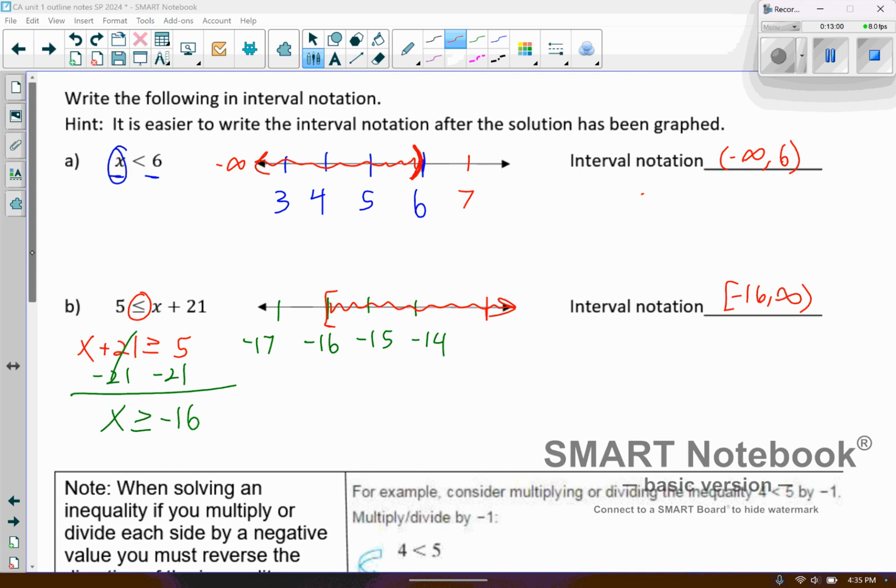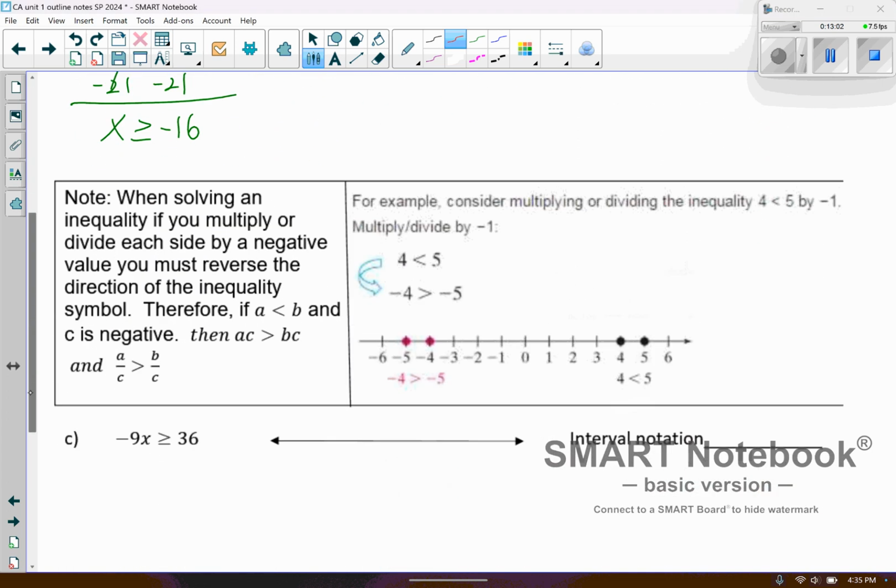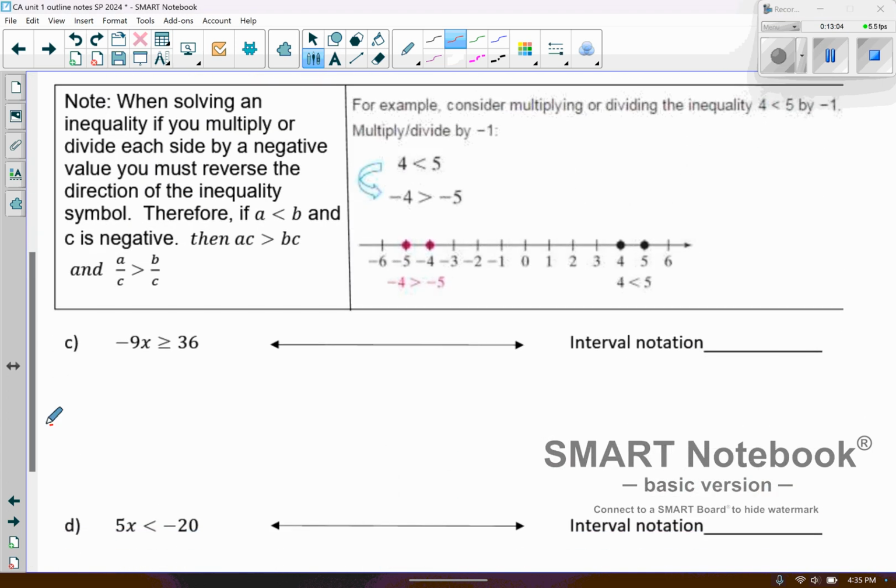All right, so moving on, we're going to do some more of the same, but we need to talk about a property here. So note, when solving an inequality, if you multiply or divide each side by a negative value, you must reverse the direction of the inequality symbol. And so here's an example.